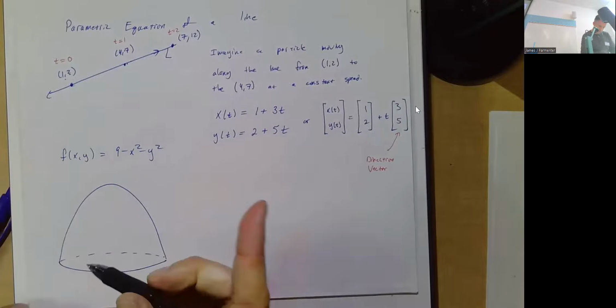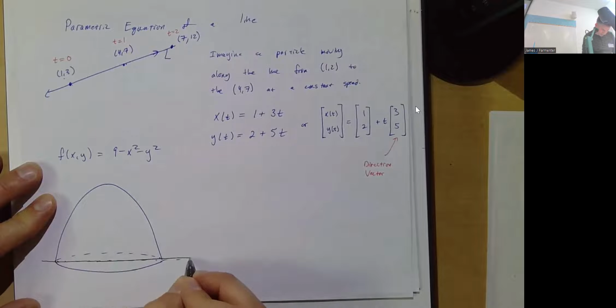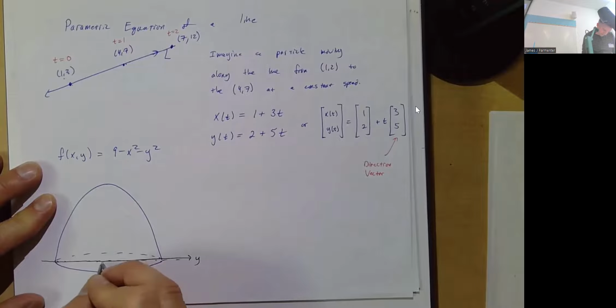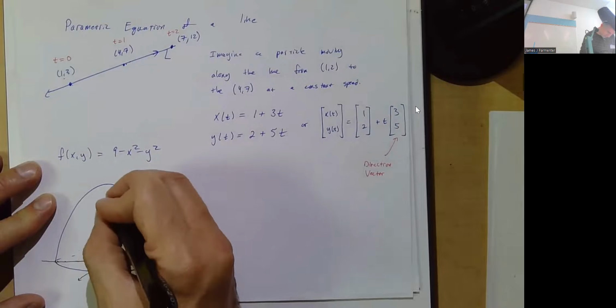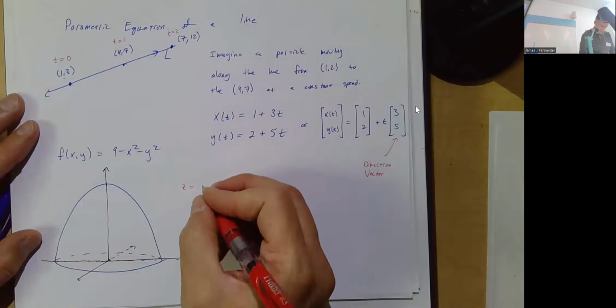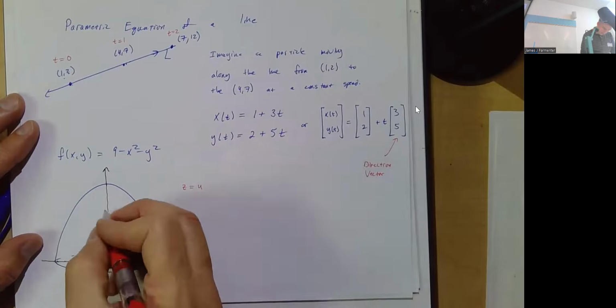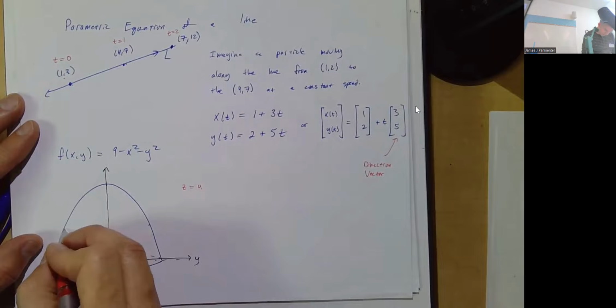I can draw some axes here if you like. There's my y-axis, x-axis, z-axis. And we're going to look at the level curve when z equals 4. So z equals 4. I'm going to go up 1, 2, 3, 4. My level curve is a circle.